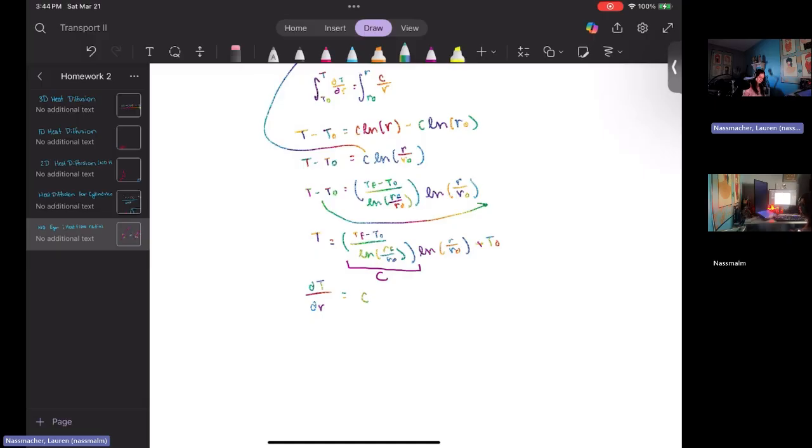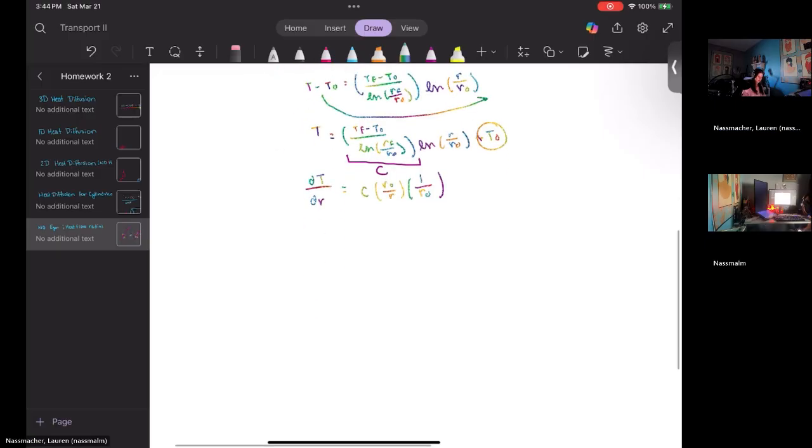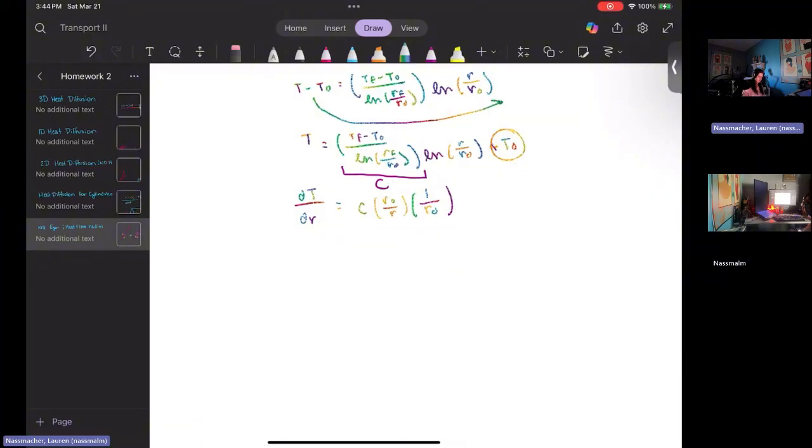So we'll have C, the derivative of C natural log of R over R initial, which is going to be R initial over R multiplied by 1 over R initial, and the T initial term is just going to become 0. Let's plug C back in to get this final equation.